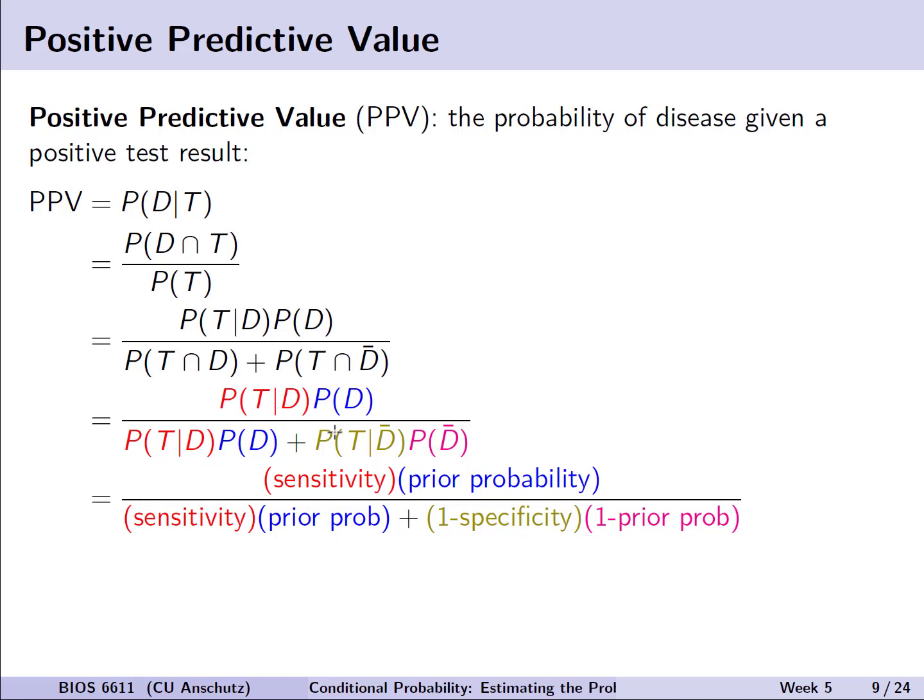The PPV is the probability you have a disease given a positive test result. So again, we see here in our top line of our equation, we write PPV equals the probability you have the disease given a positive test result. Leveraging those definitions of conditional probabilities, though, we can then rewrite in the second line that's the probability of having the disease and having a positive test result, now divided by the probability of having a positive test result.